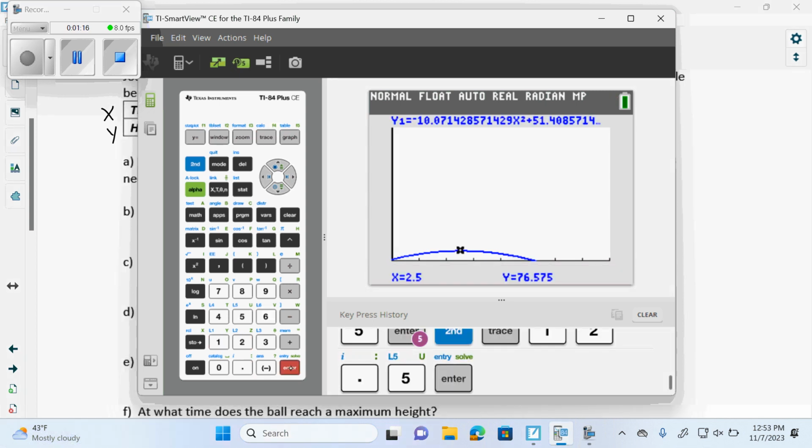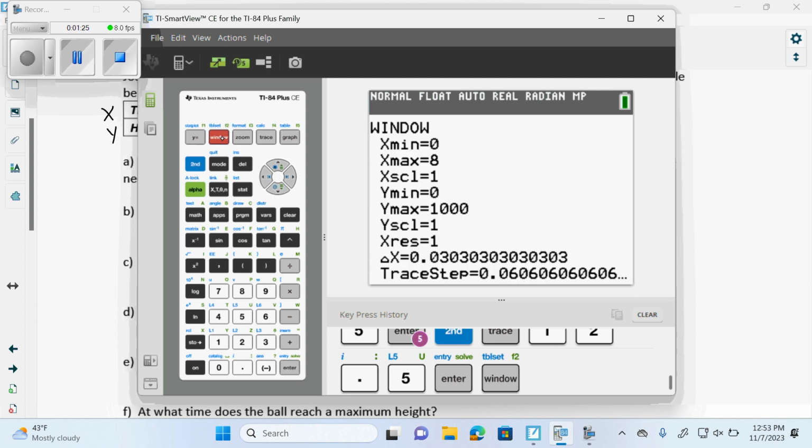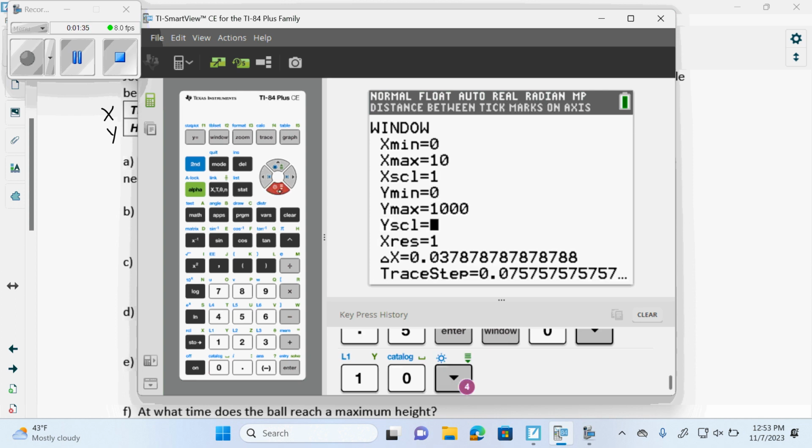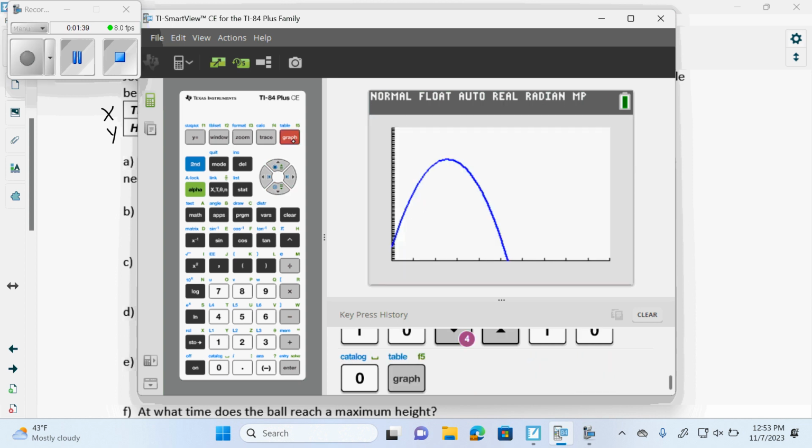Now I actually got an answer. This window is all wonky. Why is this window all wonky? Because I didn't actually change my window, right? So I go to my window and I make sure that I go from 0, which is time, 0 to, let's say 10, and then 0 to a height of 74, so I'm going to go higher than that. I'm going to go 100. And I have my graph.